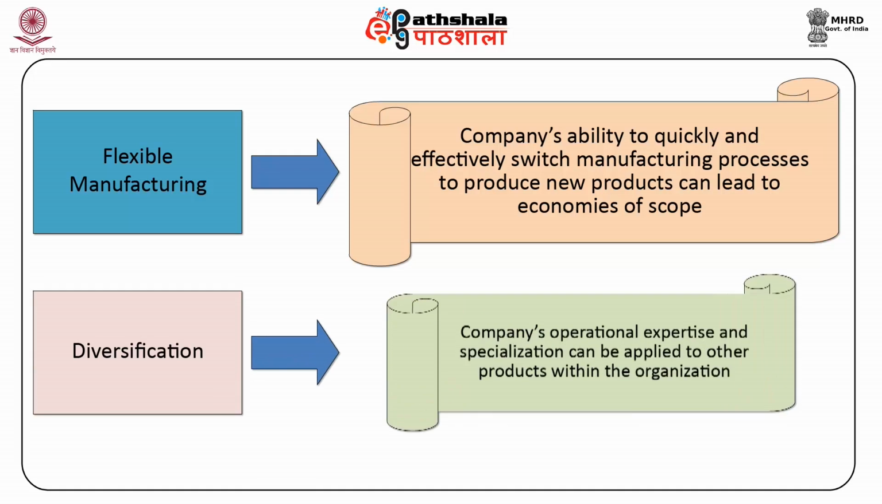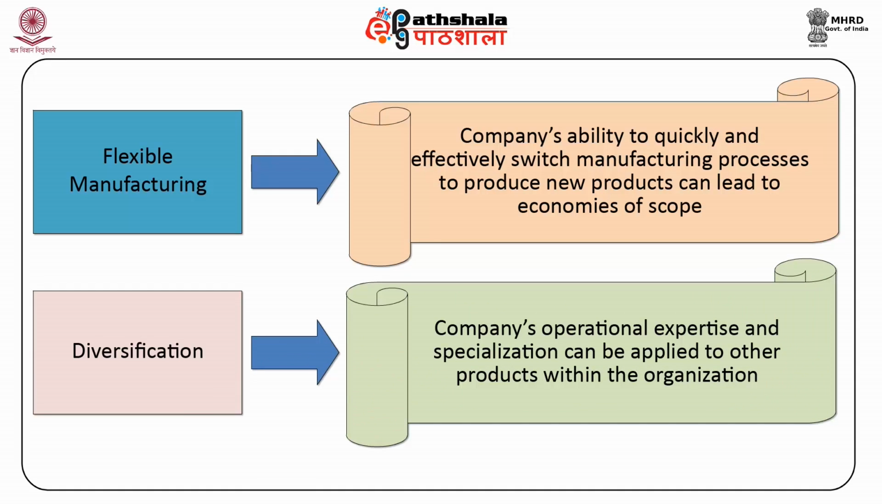Diversification. A company's operational expertise and specialization can be applied to other products within the organization. For instance, Procter and Gamble is able to produce a wide range of products because they can afford to hire designers and marketers who can use their skill across product lines. Spreading out the cost to many products lowers the cost of production for each one.